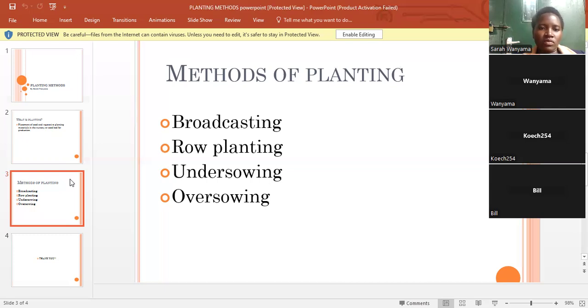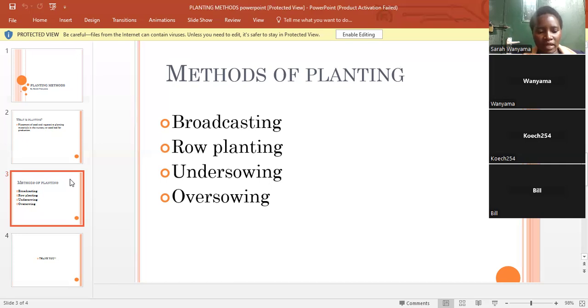In broadcasting, the seed rate is very high because you are not determining the spacing or exact spacing of the crops. So the seed rate will be way higher than if you were doing row planting. And broadcasting has been used traditionally to plant crops which are very small seeded, for example, millet.